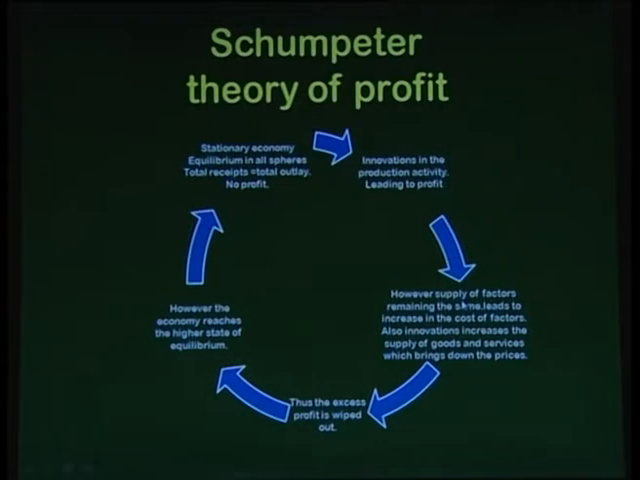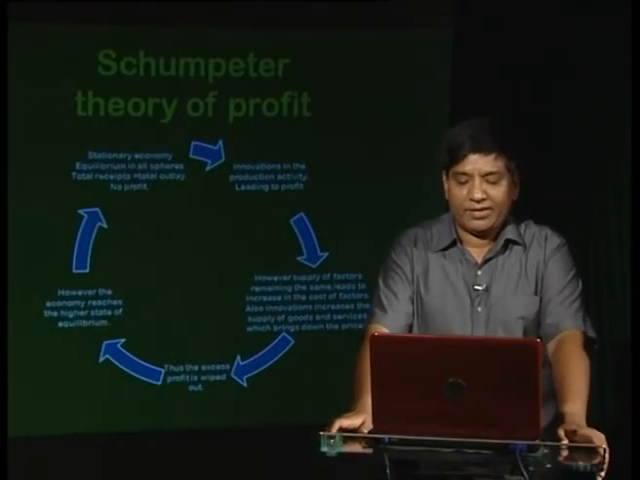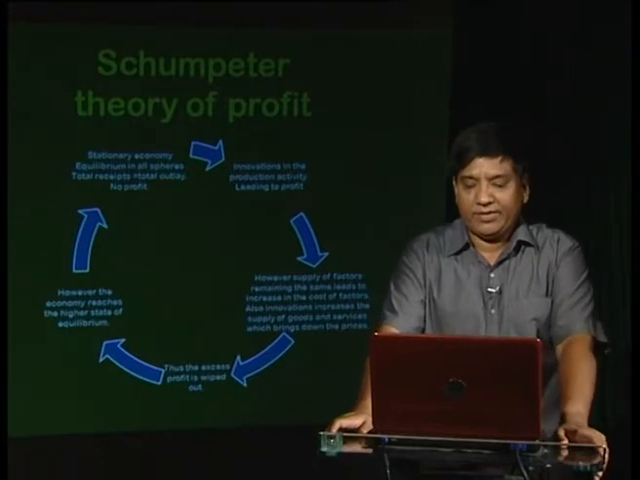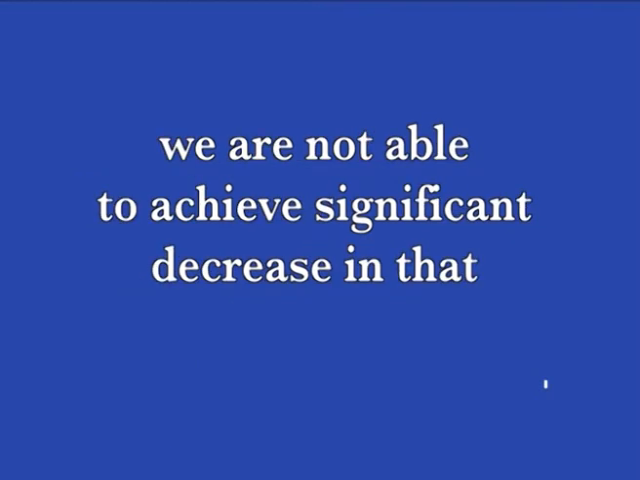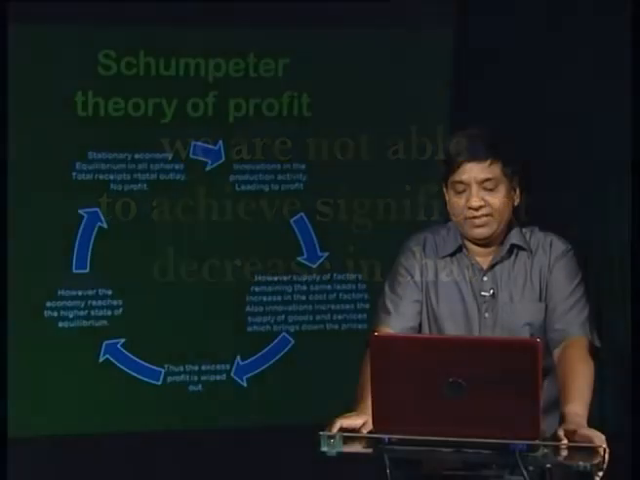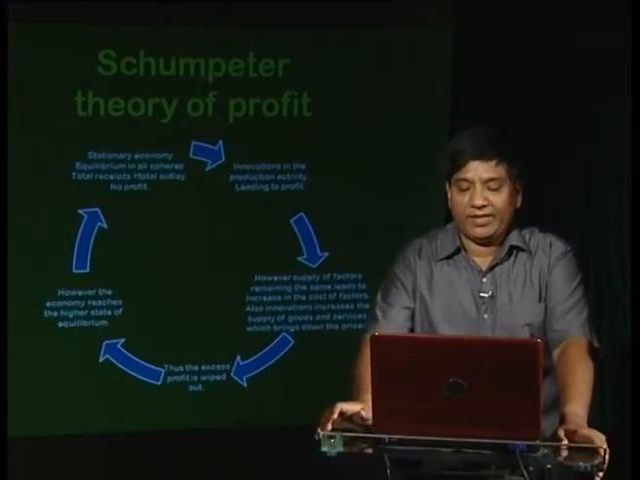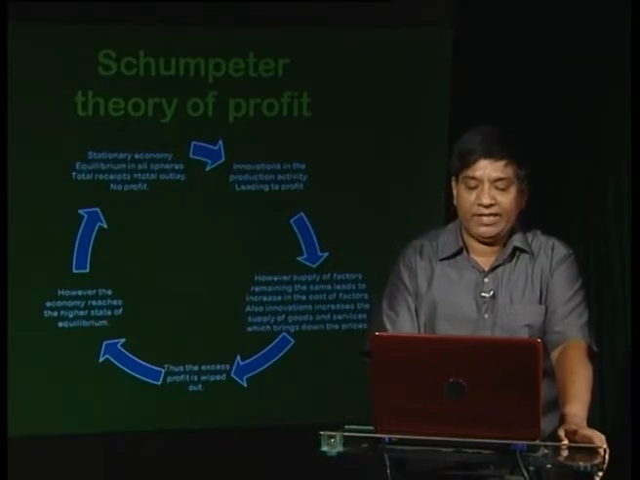At the next stage, supply of factors remaining the same. If such is the situation, then it leads to an increase in the cost of factors. So, even when we might have innovated, the problem is that the supply of factors is remaining the same, as a result of which we are not able to achieve a significant decrease in the cost of production factors. On the other hand, sometimes we find that this cost of factors is increasing.